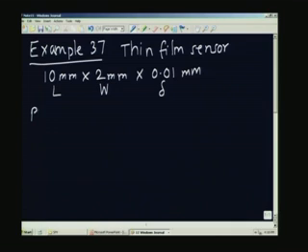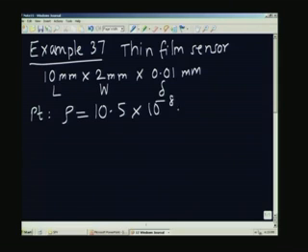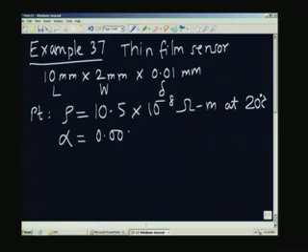So, platinum has a resistivity, which is also given the symbol rho. This is the electrical resistivity, 10.5 into 10 to the power of minus 8 ohm meter at 20 degrees Celsius, and the alpha we already are familiar with. This alpha is the coefficient of resistance with respect to temperature. A temperature coefficient of resistance is 0.00392 per degree Celsius.